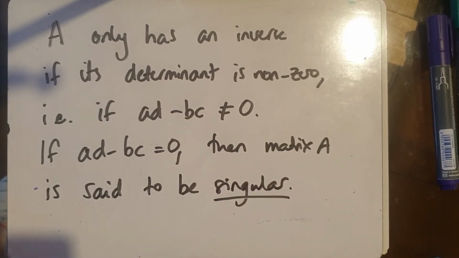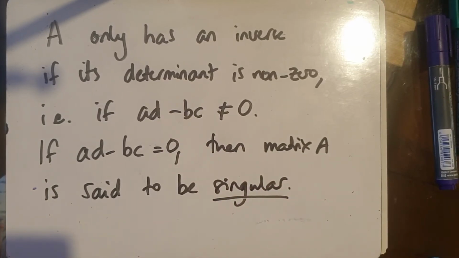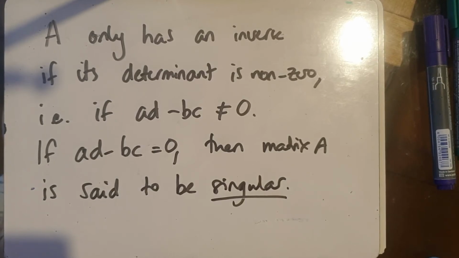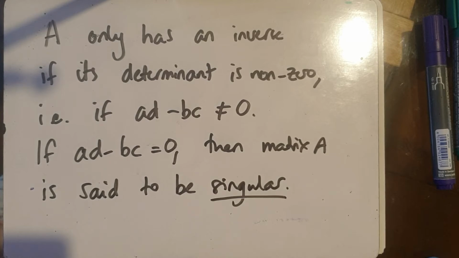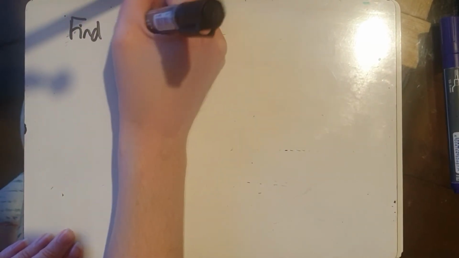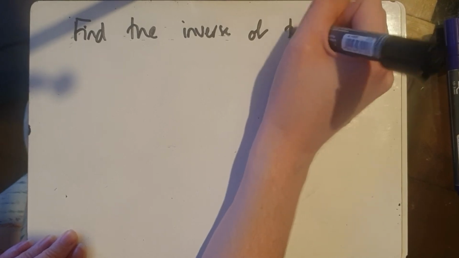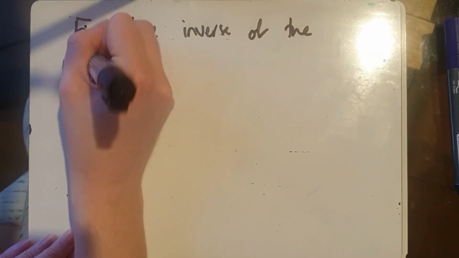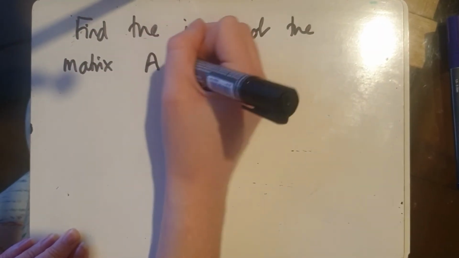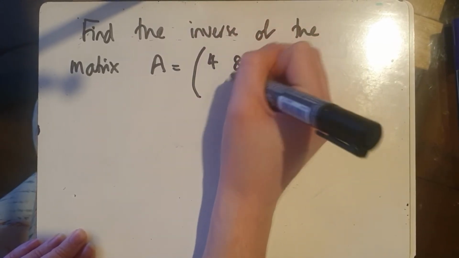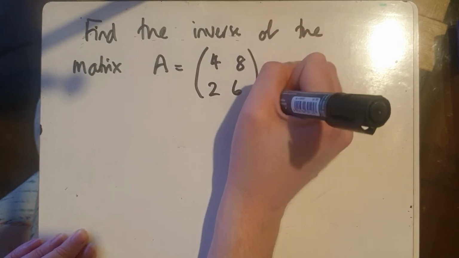Okay, so make sure you've got those notes copied down. Go back and pause if you need to, and I'm going to do an example now. So example, find the inverse of the matrix A equal to 4, 8, 2, 6.